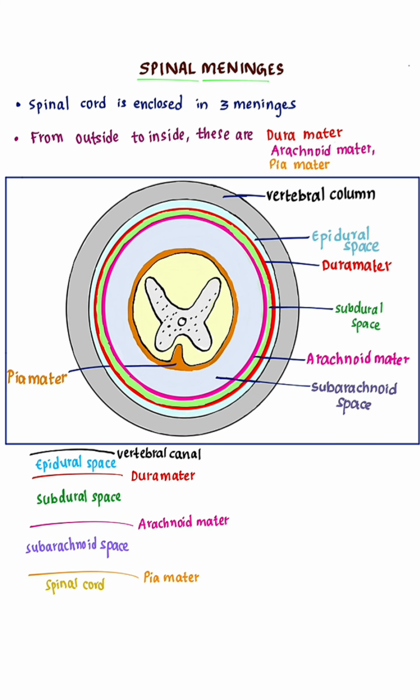Let us now see about spinal meninges. The spinal cord is enclosed within three meninges. From outside to inside, these are dura mater, arachnoid mater and pia mater. You can see the outer dura mater, middle arachnoid mater, and inner pia mater.